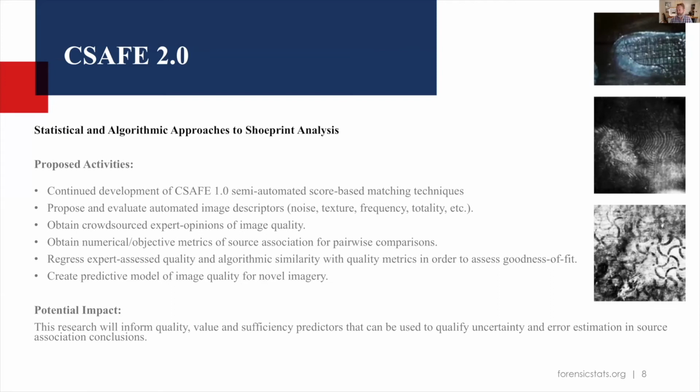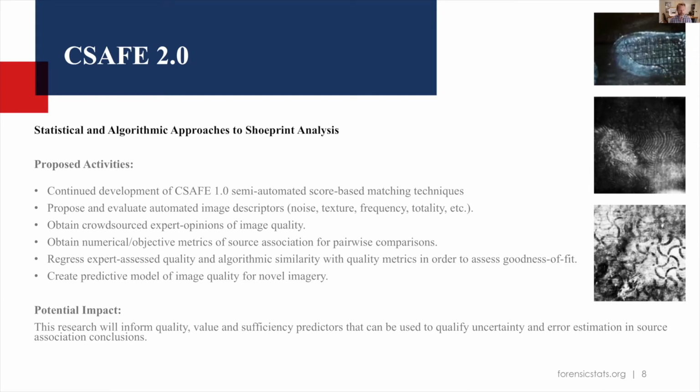The approach to doing this is to take a given piece of evidence and match it using these score-based matching techniques in order to understand the reliability of that technique. Then we see whether we can predict that reliability using quality metrics based on features of the image, such as noise, texture, frequency, or other variables, the type of evidence, or the substrate where the impression was left.